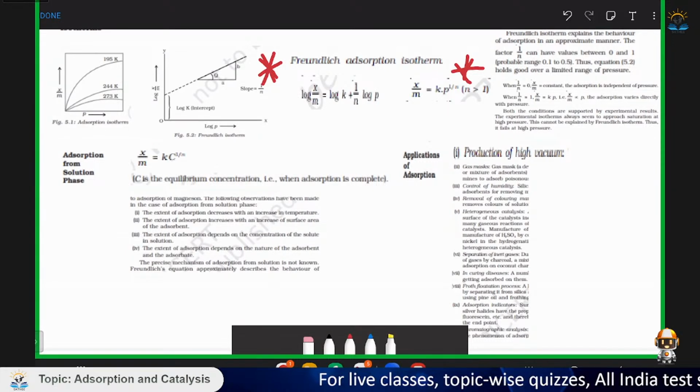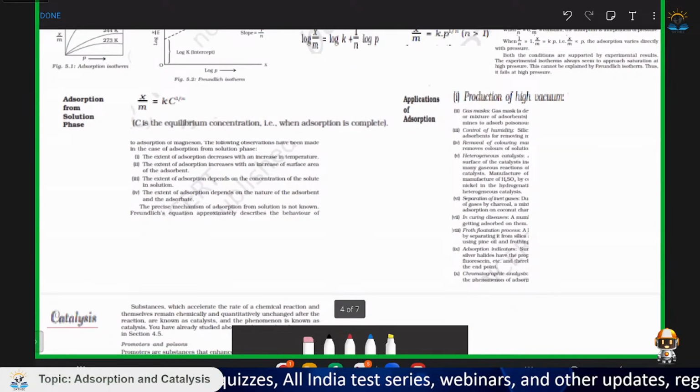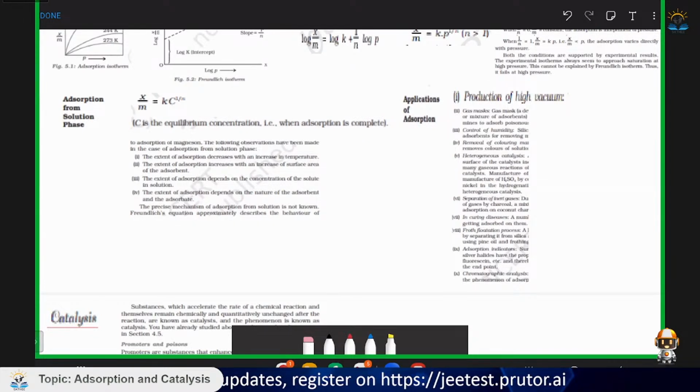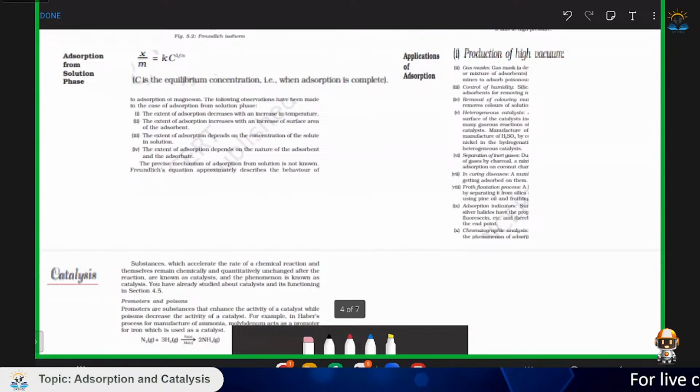Applications of adsorption: we have plenty of applications. Production of high vacuum, gas masks, humidity control, removal of color dyes, heterogeneous catalysis, gas separation, medical treatments, froth flotation process, adsorption indicators, chromatographic analysis. Chromatography is based on adsorption phenomena essentially.